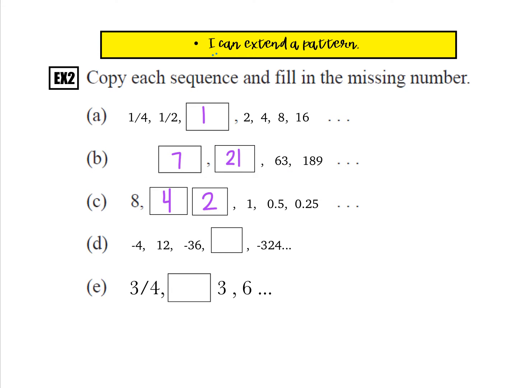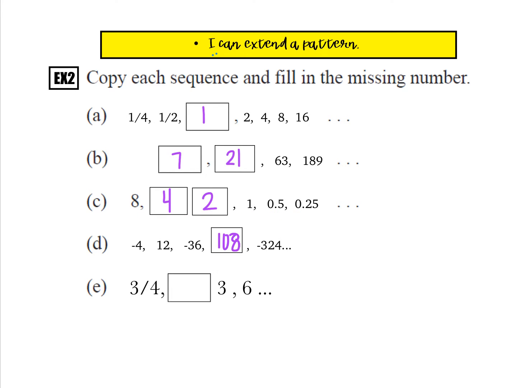All right, so for C, I see that the numbers are getting smaller. And so I noticed that to go from 1 to 0.5, I would divide by 2. So as I move to the right, I'm dividing by 2. So as I move to the left, I need to be multiplying by 2. So 1 times 2 is 2, 2 times 2 is 4, 4 times 2 is 8.